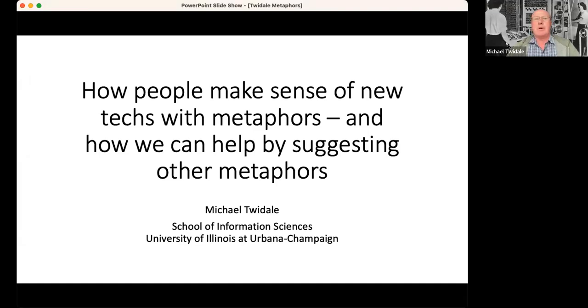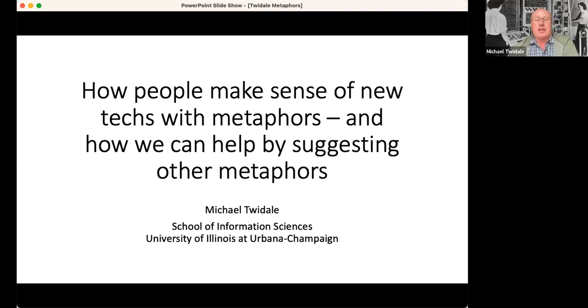I just want to focus on one area of making sense of any new technology, any aspect of artificial intelligence or large language models like ChatGPT or anything else. How do we make sense of a new thing? We compare it with things that we already know. So that's loosely about using metaphors.